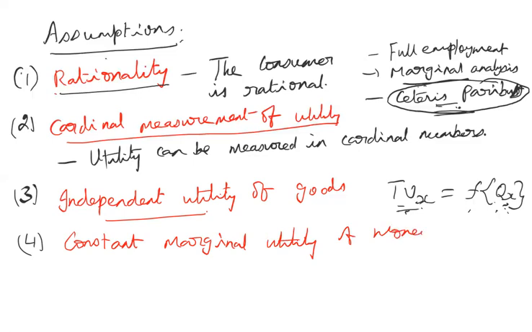Constant marginal utility of money. See here, this is a very basic law. We have not taken into consideration the price element, isn't it? It's a very simple law. We are taking only one commodity, one good, and what is the satisfaction the consumer is getting from the one good. So we have not taken into account any other commodity. That's why independent utility. And we have not also taken into consideration price.